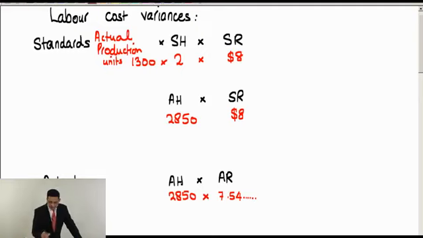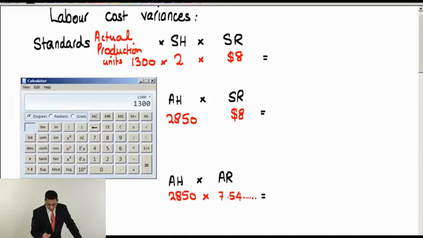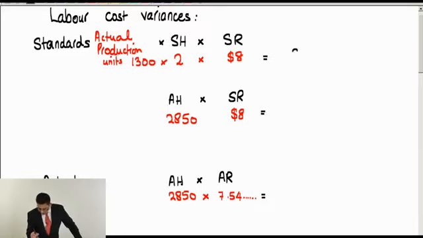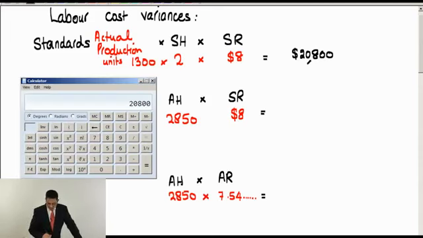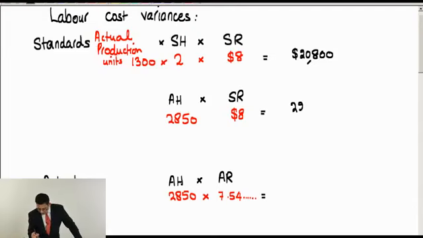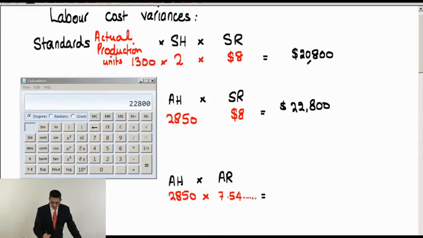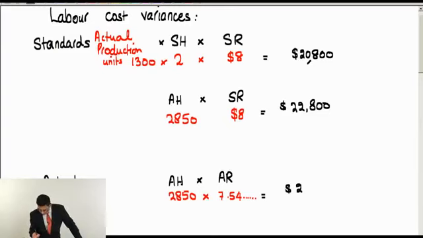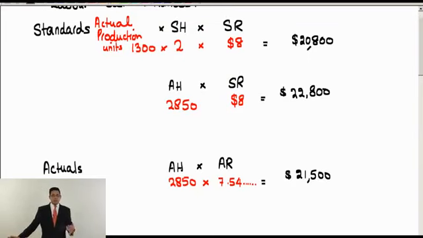Okay, now we can work out all lines one by one. So 1300 units should have cost us something like 20,800. Second line is 2850 times 8, which is 22,800. And third line was given already, copy and paste, 21,500. Okay, so lines 1, 2 and 3.